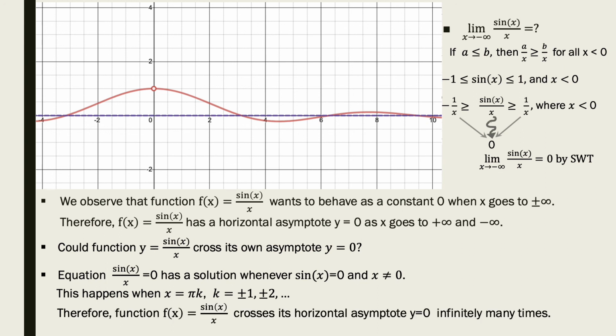So what we just noticed is that our function not only has a horizontal asymptote y equals 0, but it also crosses that horizontal asymptote infinitely many times. Hopefully this will help you dismiss the common myth that a function can approach its own asymptote but is never allowed to touch it. Well, that's not quite the case. You just saw an example where it's not only touching its asymptote but crosses it infinitely many times.